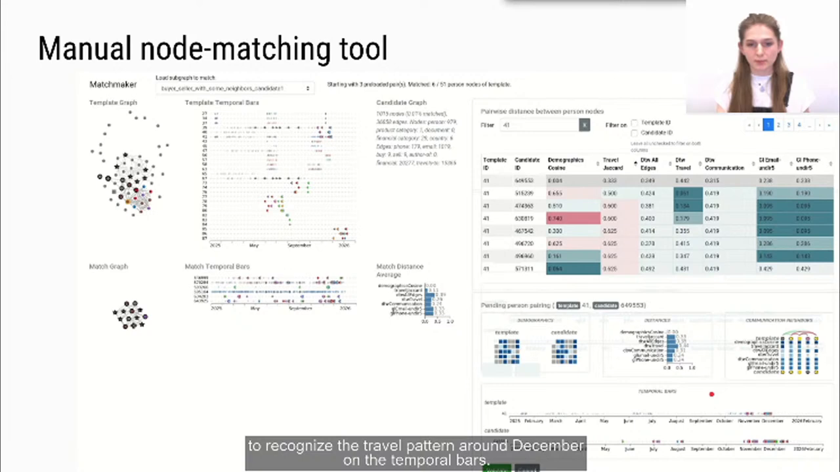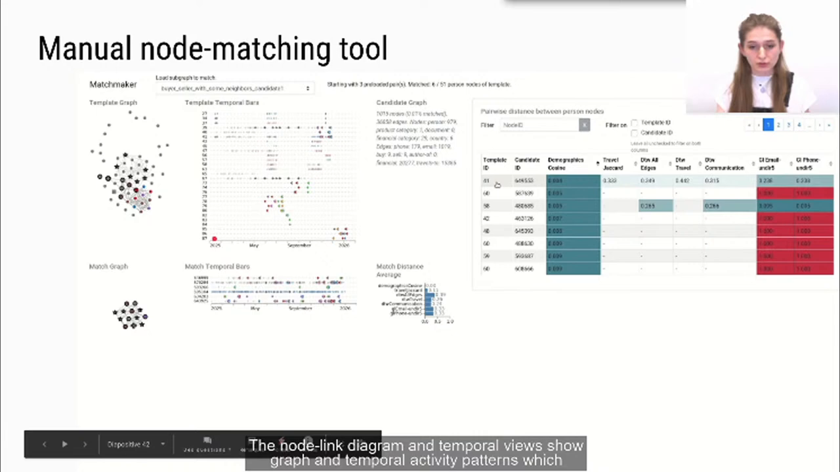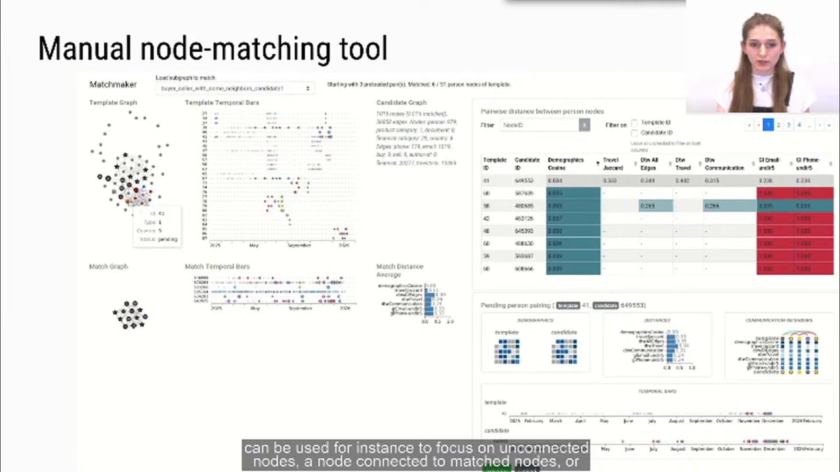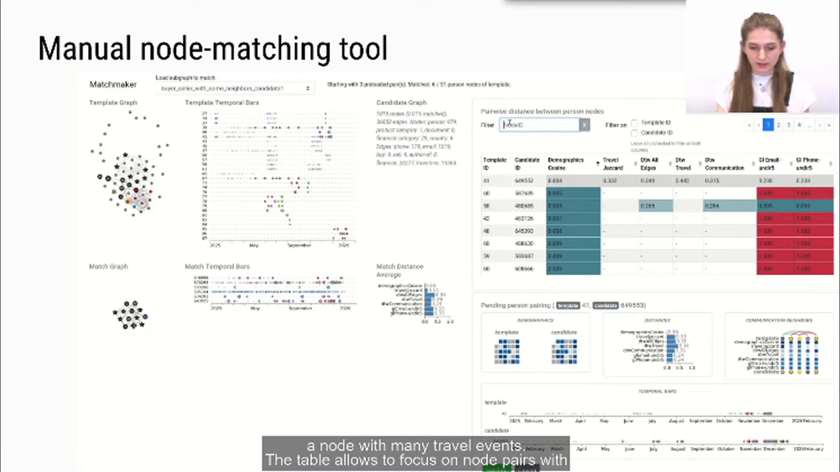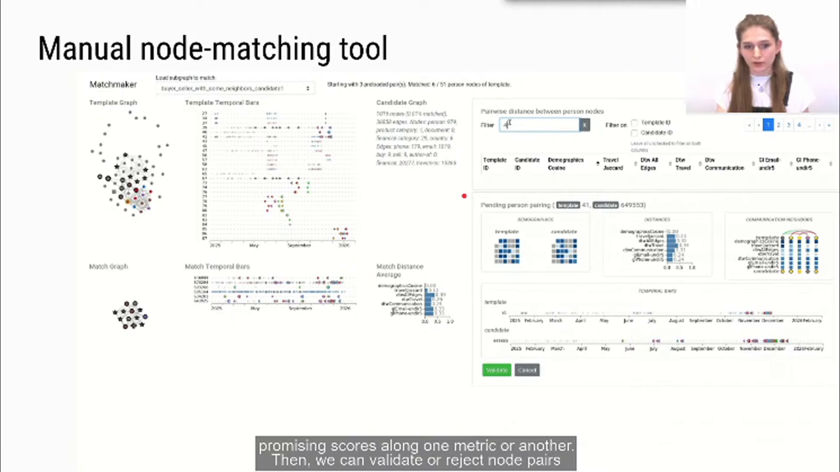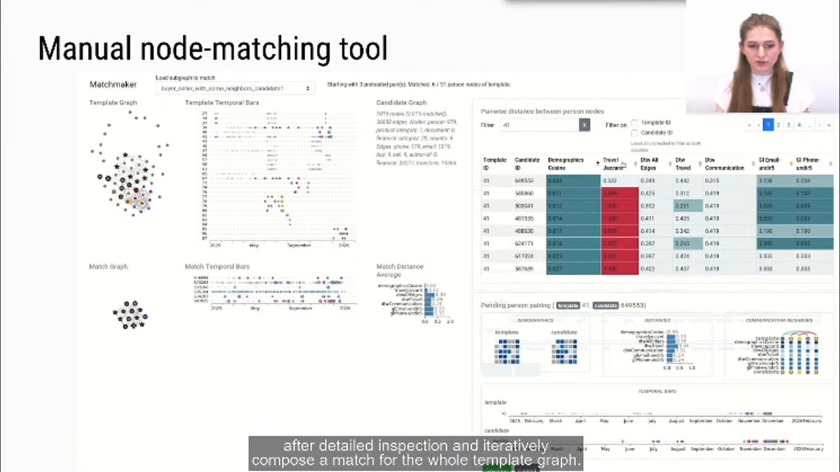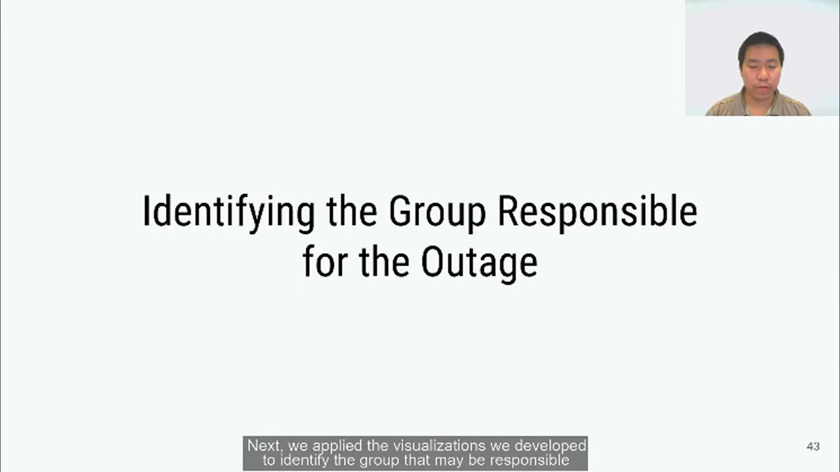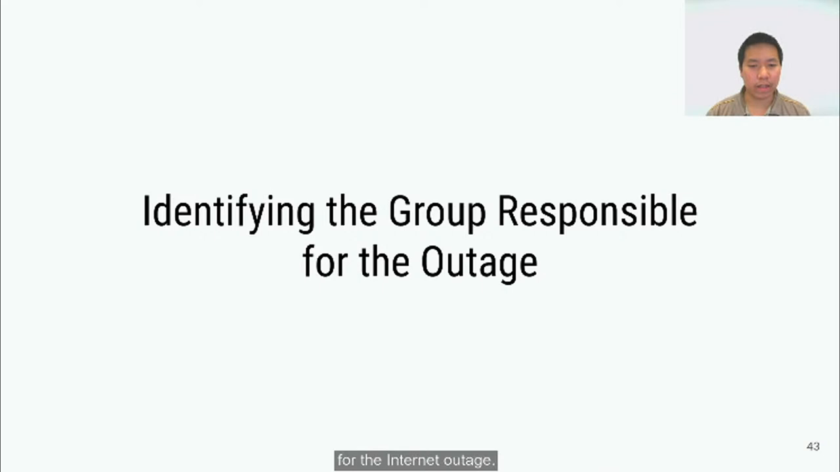To sum up, the tool allows us to focus on node pairs based on different information. The node link diagram and temporal views show graph and temporal activity patterns, which can be used, for instance, to focus on unconnected nodes, a node connected to match nodes, or a node with many travel events. The table allows us to focus on node pairs with promising scores along one metric or another. Then, we can validate or reject node pairs after detailed inspection and iteratively compose a match for the whole template graph.